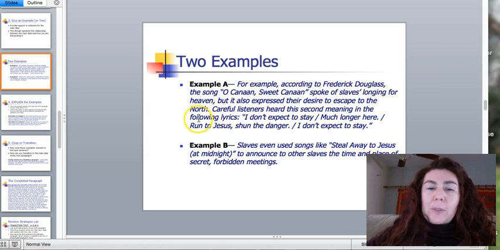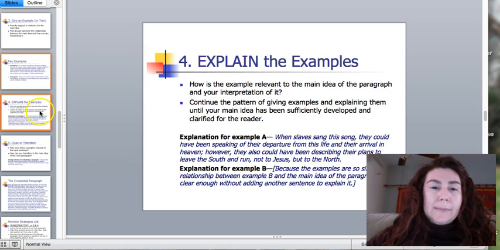So if you look in the examples in the lyrics, I don't expect to stay much longer here. Run to Jesus, shun the danger. I don't expect to stay. So this could mean I'm expecting to go to heaven soon, or it could mean I'm expecting to run away to the north. And my second example is a song like Steal Away to Jesus at midnight to announce to other slaves the time and place of secret forbidden meetings.